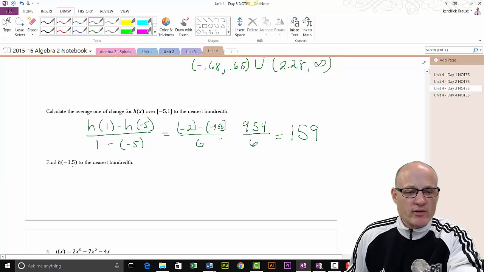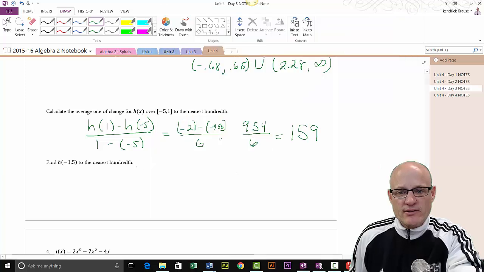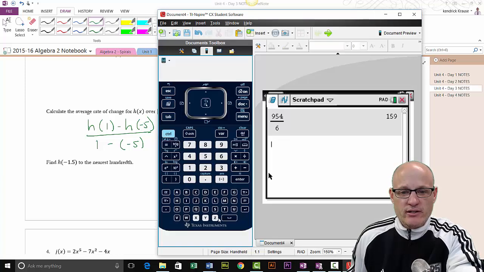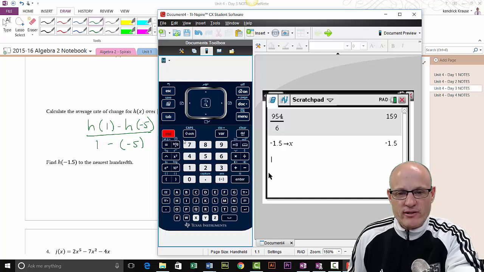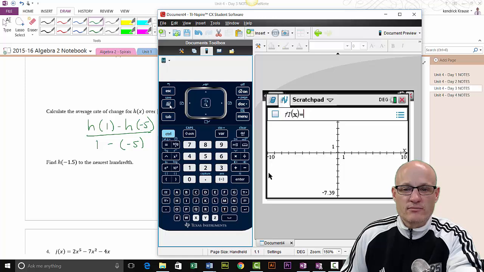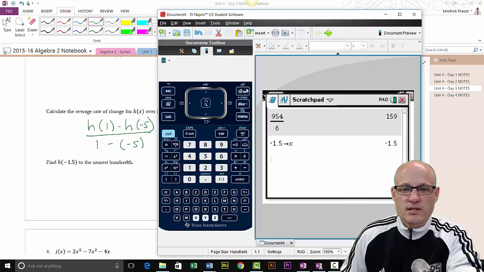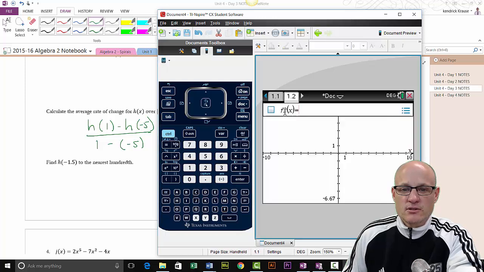Calculate h of negative 1.5 to the nearest hundredth. So I guess the easiest way to do that is just take negative 1.5 and store it into x. And then type in, oh, actually, no, that's a pain in the neck. Let's go to the table. I think the easiest way to do this would just be to go to the table. Control T. Oh, we got to go to the graph. Why can I not get to that graph? Let's get to that graph.